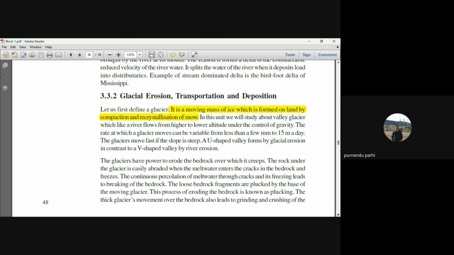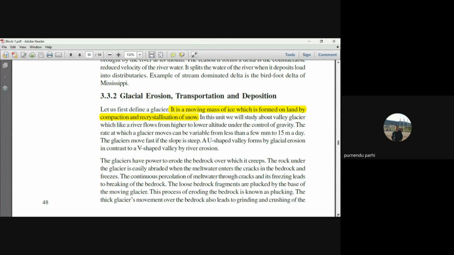The rate at which glaciers move can vary from less than a few millimeters to 15 meters a day. The glaciers move fast if the slope is steep. A U-shaped valley formed by glacial erosion is in contrast to a V-shaped valley formed by river erosion. The glaciers have power to erode the bedrock over which they creep.